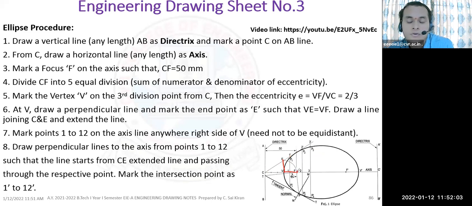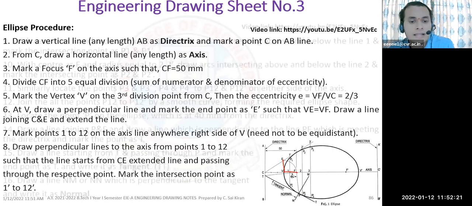F is the focus. Focus is the center. If you want to draw the ellipse, parabola, or hyperbola, the focus is the center from which you generate the arcs. If you join all the arcs, you will generate this curve. And coming to this point, they will ask you to draw the tangent and normal.